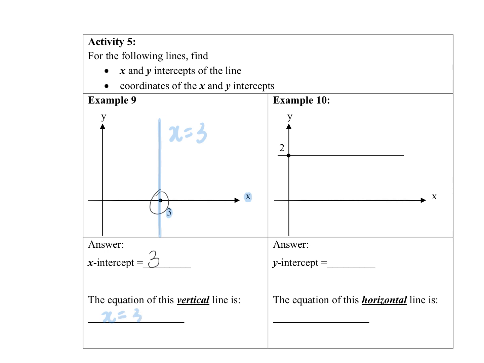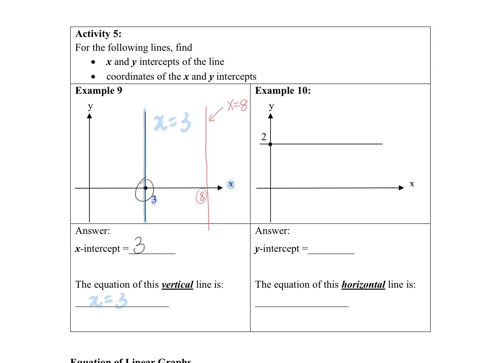So if I ask you for the equation of this line, you can tell me it is x equals to 3. If I draw another line here at 8, what is the equation of this line? Yes, so any vertical line you see is always x equals to whatever you see here. So that's important. Okay, next one.